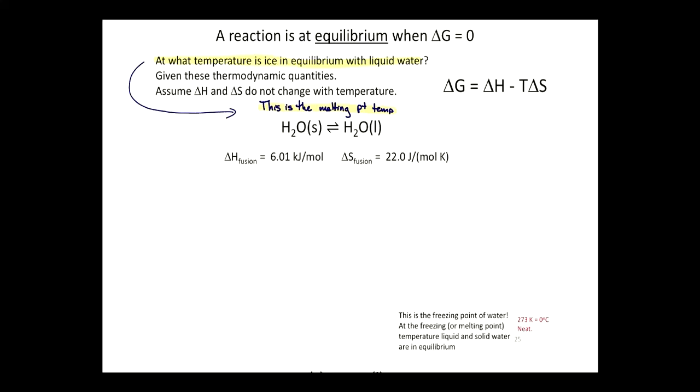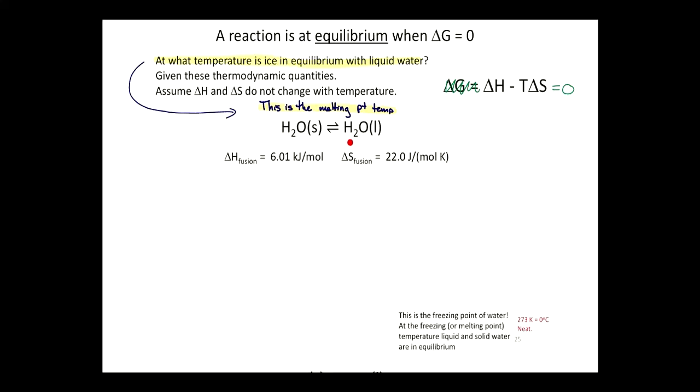And this is useful to us because we can then set this equation to 0, or we say delta G is equal to 0. If we know the values of enthalpy and the values of entropy, we can solve for the temperature at which delta G is 0. And that is very useful to us because we can determine, oh, at what temperature does this process happen?